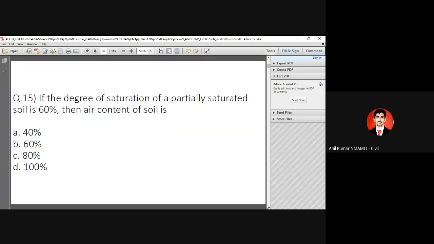If the degree of saturation of a partially saturated soil is 60%, then the air content of the soil is, that means S is given as 60%. What is the value of air content? That is Na. You can refer to any textbook, notebook, or whatever equation you have written, and try to give me an answer for this. Two minutes time.